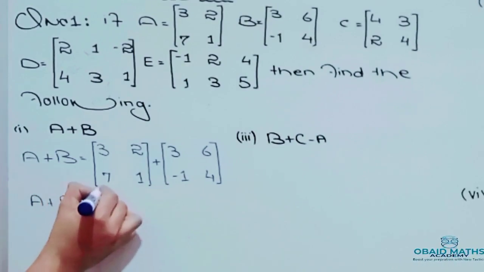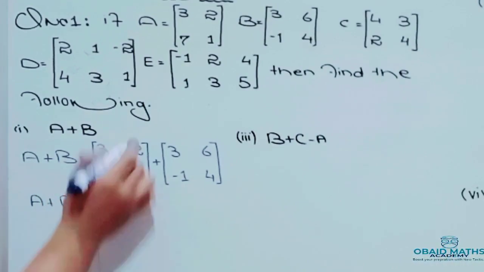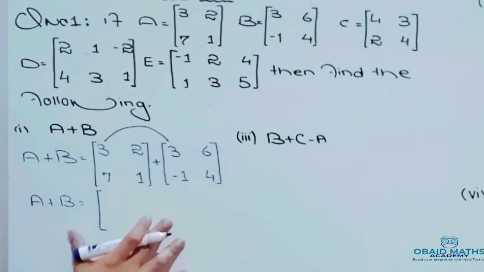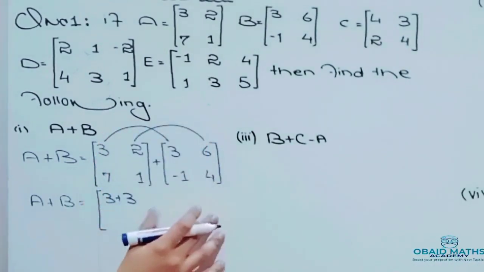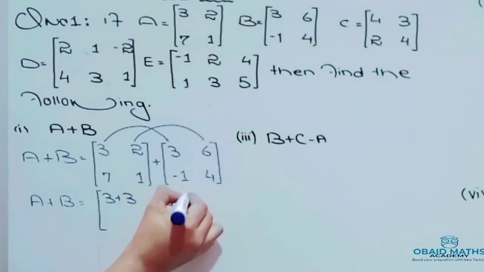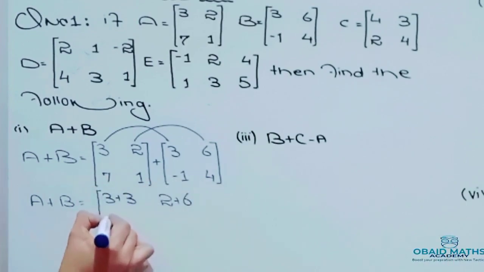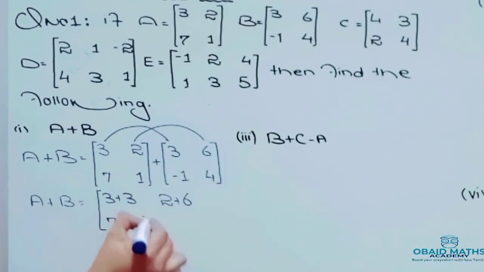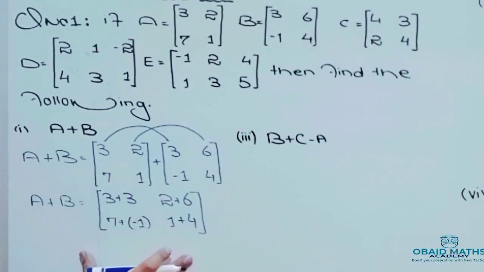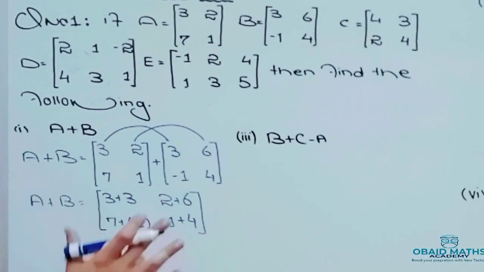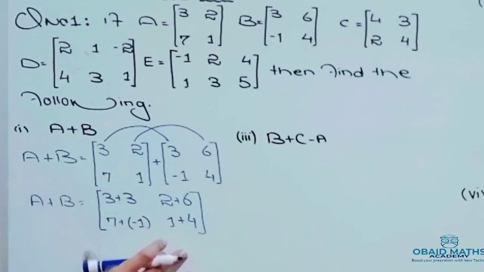A plus B is equal to 3 is going to be added with the 3. 2 is going to be added with 6. 7 with minus 1. And 1 with 4. It is a very simple rule. You have to just focus on the position of that number, and soon we will get the main idea of how to add those matrices in a simple way. Okay, next we have to just add the numbers.